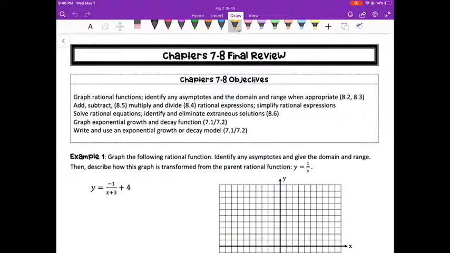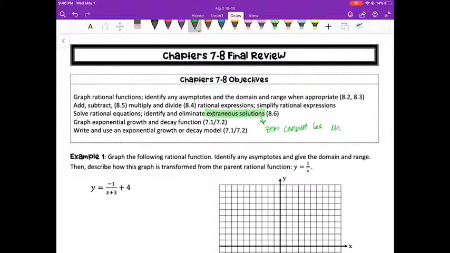We need to be able to add, subtract, multiply, and divide rational expressions and simplify them. We need to be able to solve rational equations, including looking for extraneous solutions. Remember, those exist when you end up with 0 in your denominator. So we cannot have 0 in the denominator.